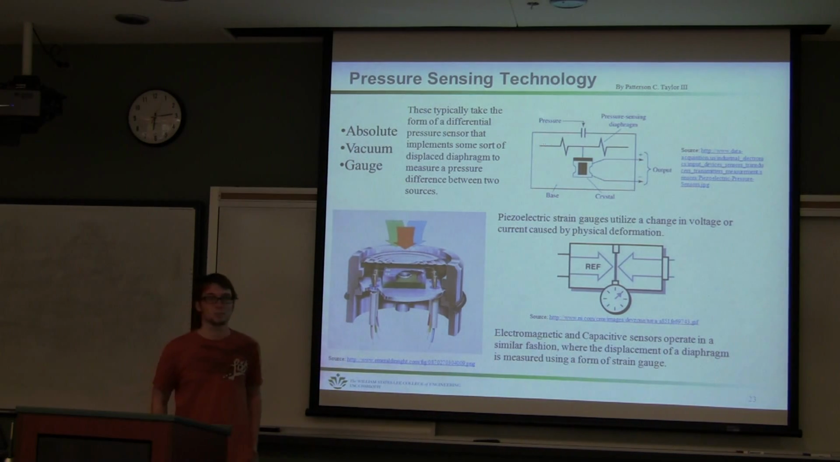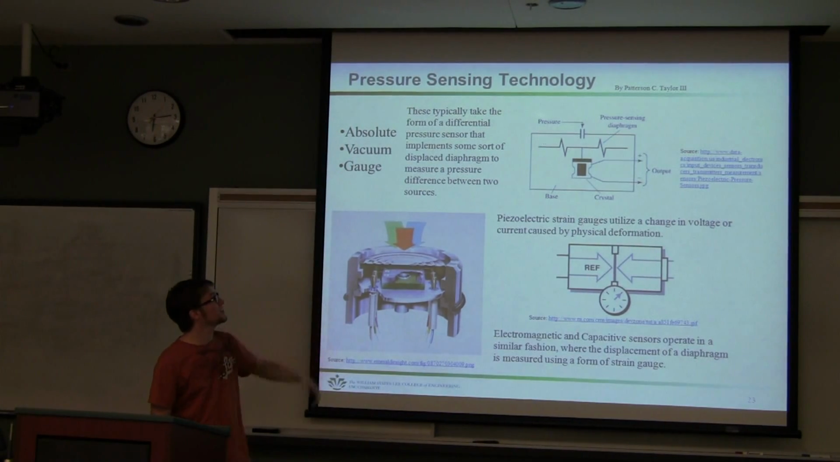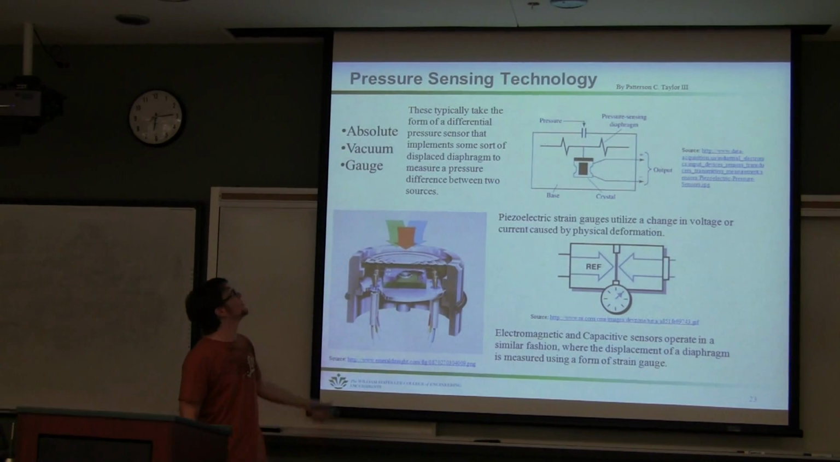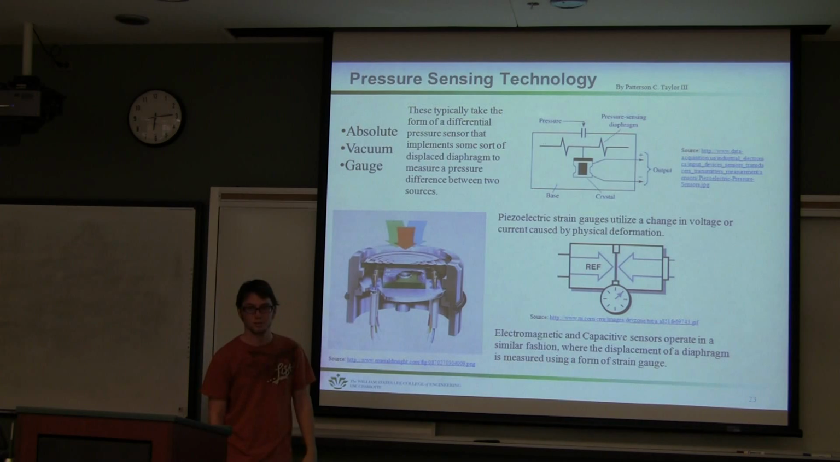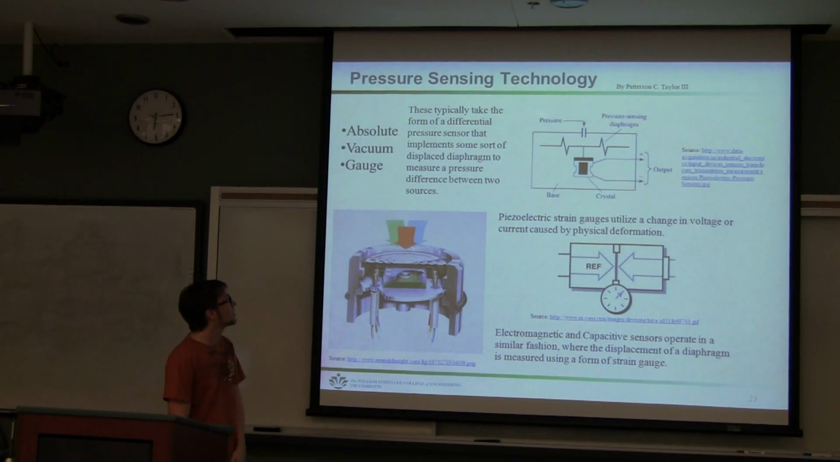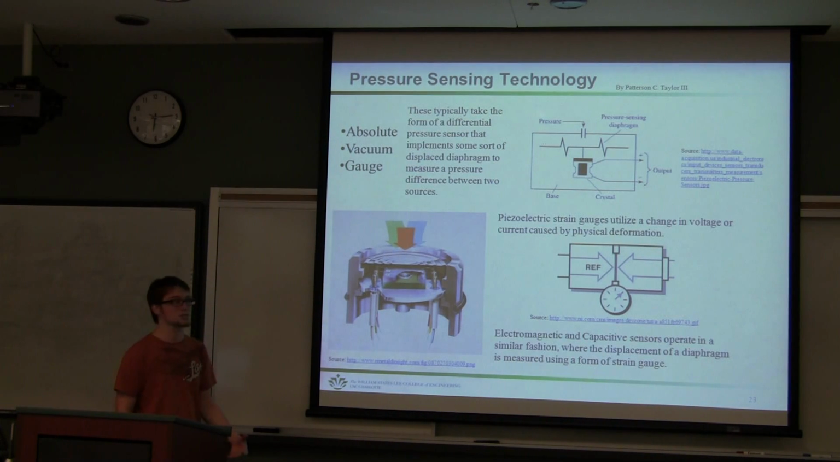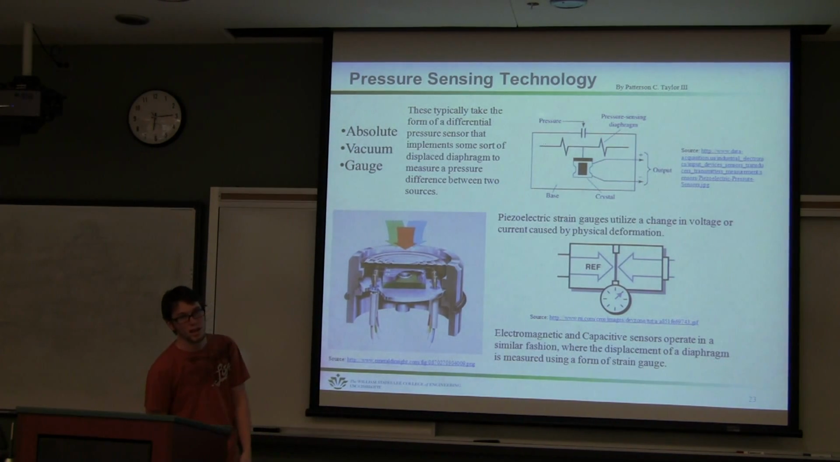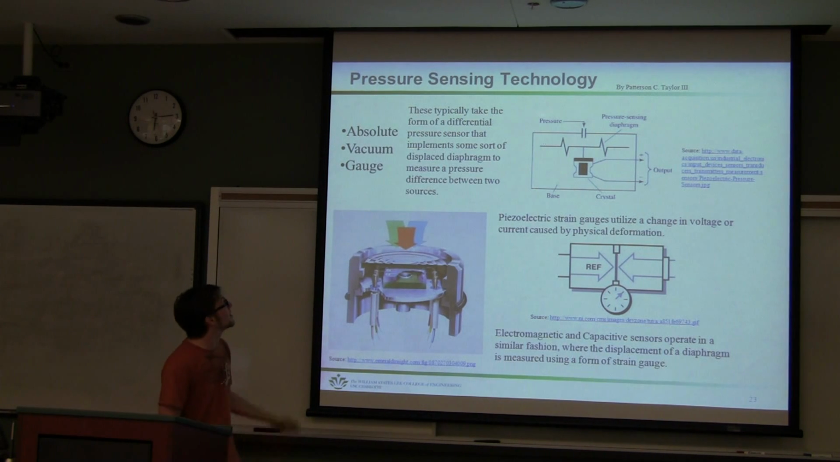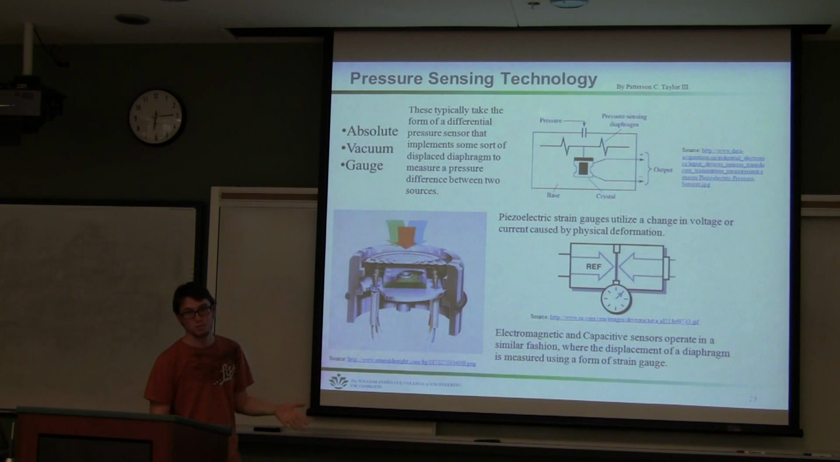Hi, I'm Trip Taylor. I also go by Patterson. I'm going to teach you about pressure sensing technologies. He just talked about one of them that can be used for 3D interaction with touch screens. But you have a couple different types of pressure sensors. You have absolute, vacuum, and gauge. The absolute measures the absolute pressure. Vacuum measures pressure with reference to a vacuum, and gauge measures it with reference to atmospheric pressure.